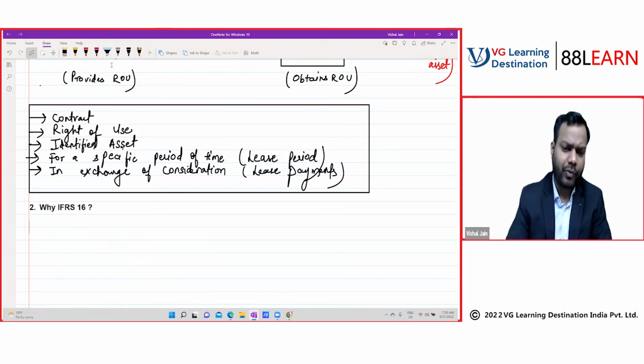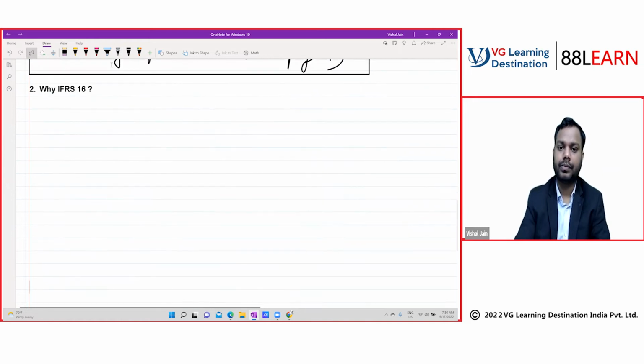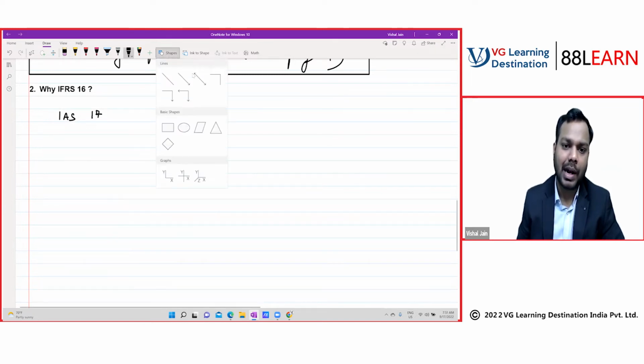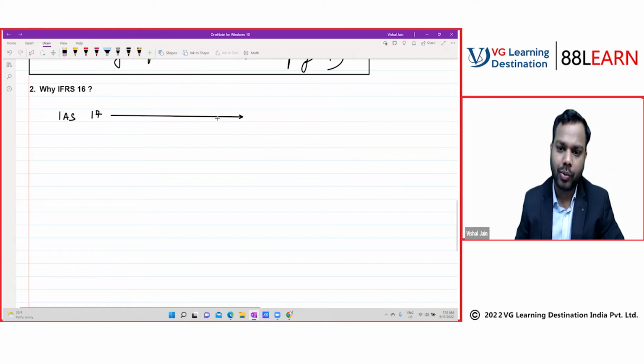Guys, how many of you are aware that there was a standard before IFRS 16 on leases? Any of you aware? I'll tell you a few things which will be helpful in the exam as well. Before IFRS 16, there was a standard called IAS 17. AS 19 was the accounting standard in India. That got changed to IFRS 16.